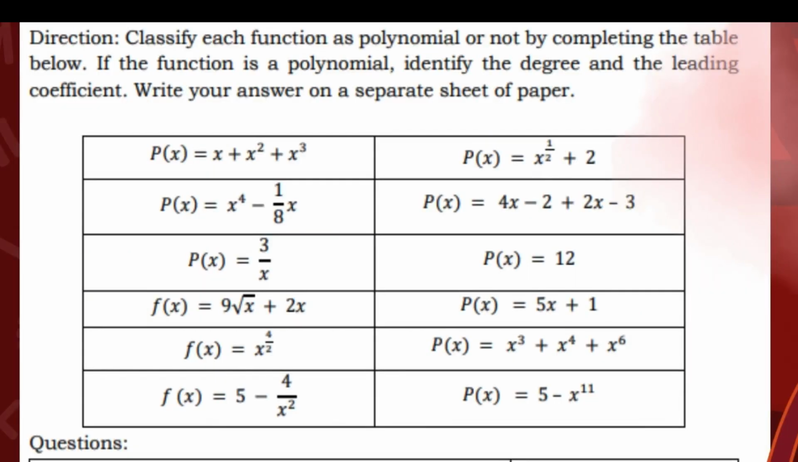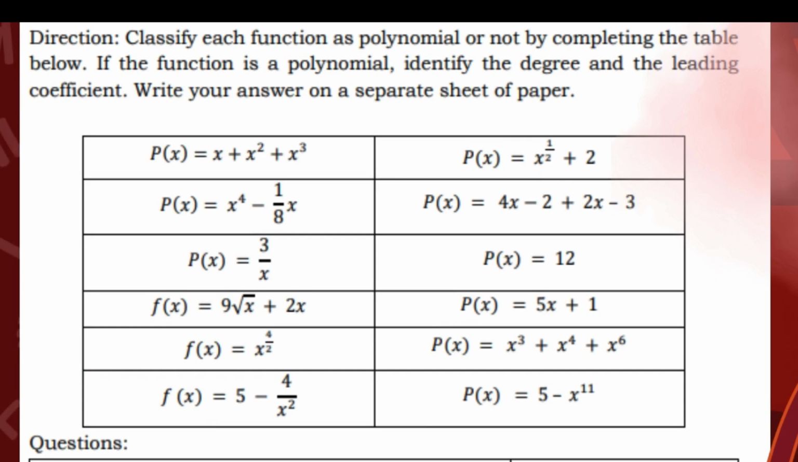Now, let's apply this new knowledge by classifying each function as polynomial or not to complete the table. The functions that are highlighted in green abide by the rules of identifying polynomials. As you can see, each exponent of the function is a whole number. The denominator contains no variables in x, and no variable is under the radical sign. Therefore, they are polynomial functions.